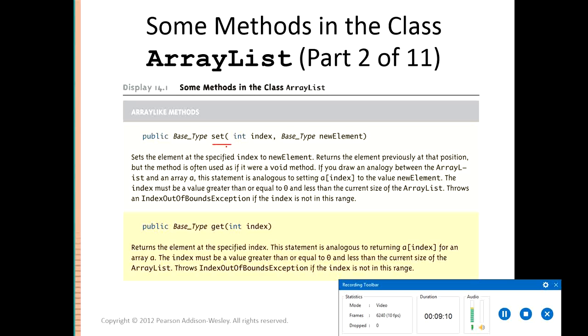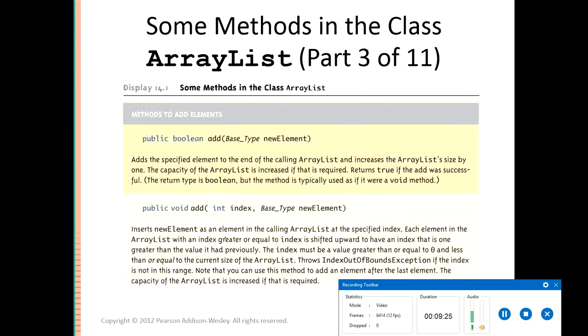Then the set method is used to set the element at a specified index position, and it returns the element previously at that position. Get is used to retrieve the element. What is the element stored at a particular index position?